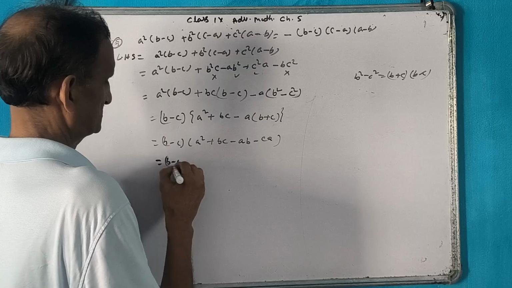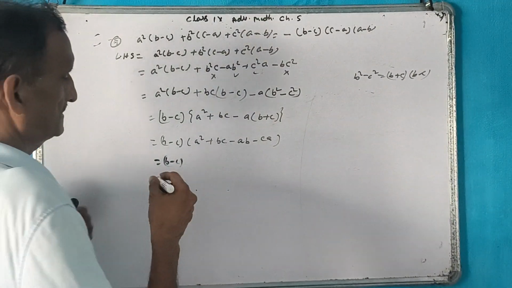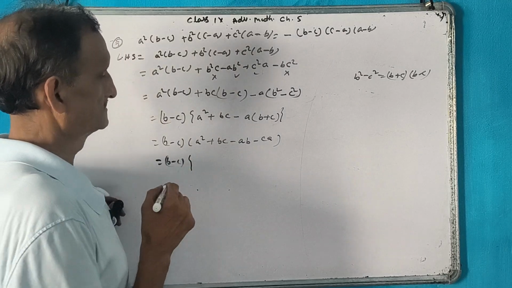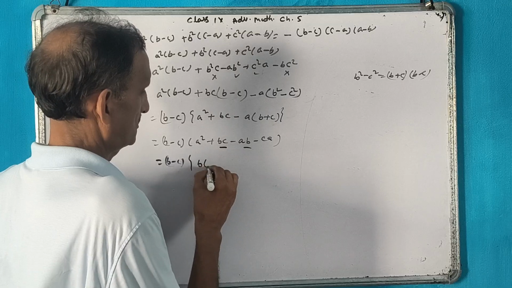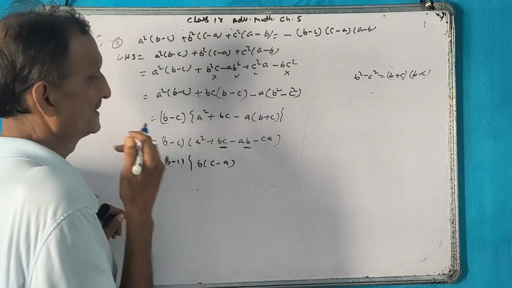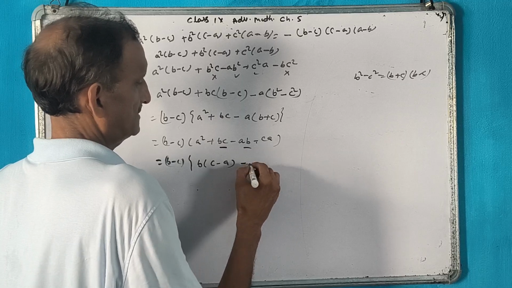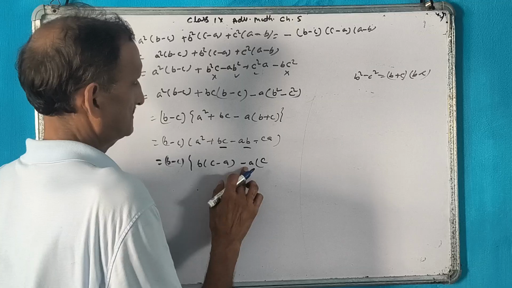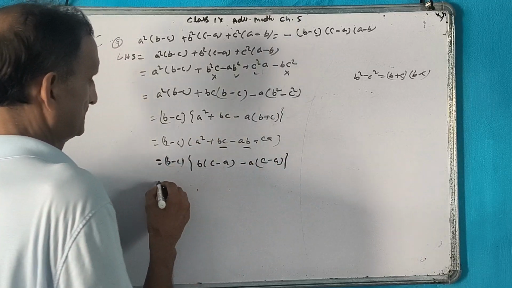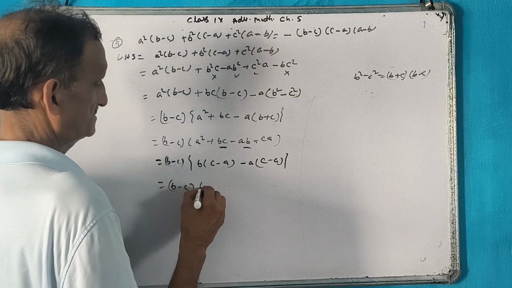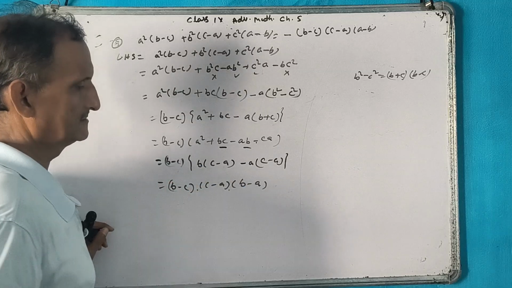This is b minus c, and now we will take common here. If you take b common from these two terms, what you will get? C minus a. And if you take minus a common here, what is left here? C. Again you will take minus common, this plus sign will become minus a. So b minus c into c minus a, what is left here? B minus a. You can't write a minus b.